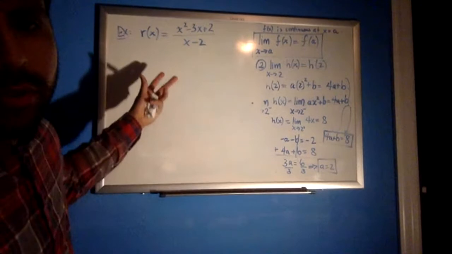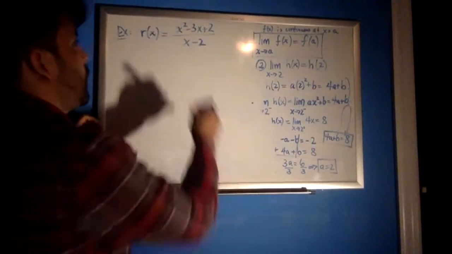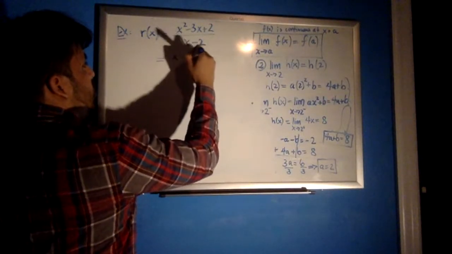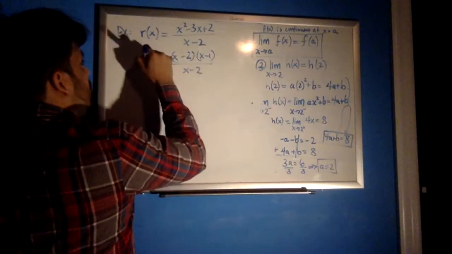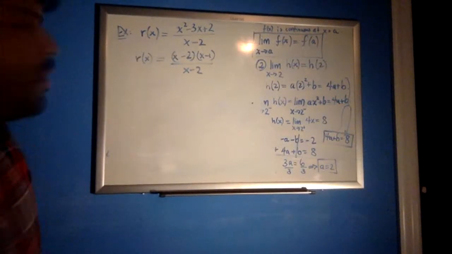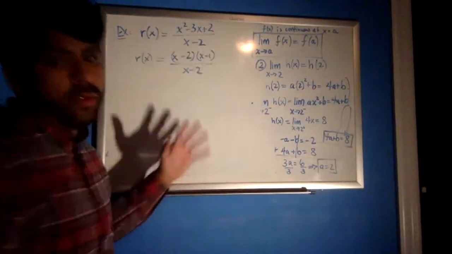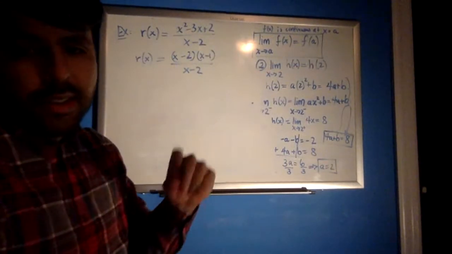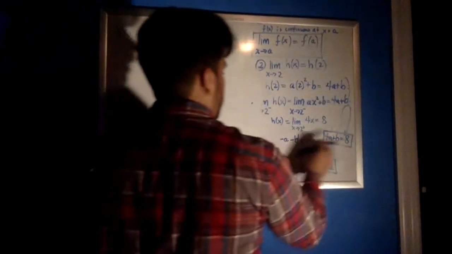So I have a rational function here, right? And then what do you realize? You realize that I can factor the top. So I can factor this as x minus 2, x minus 1 over x minus 2, right? And then you would be tempted to cancel out the x minus 2's, correct? Yeah, so Courtney, this is exactly what we're covering. Holes are removable discontinuity.